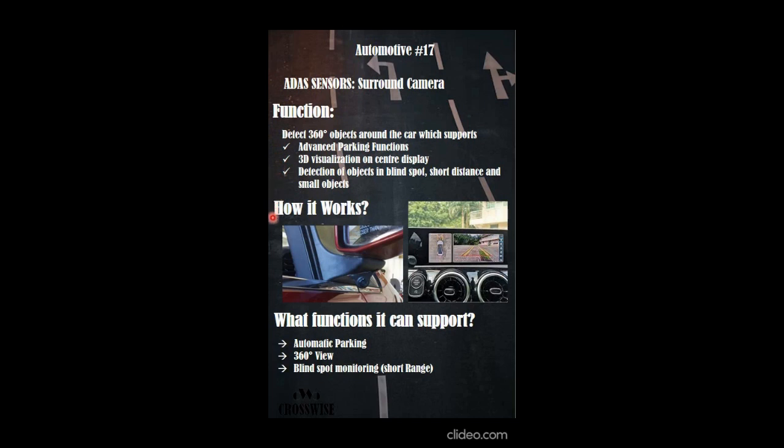How does it work? The cameras are installed on the side mirrors, on the front and the back, and give a 360-degree view of the car, especially in parking or slow speed conditions. What functions can it support? It can support automated parking, 360-degree view, and blind spot monitoring for short range.